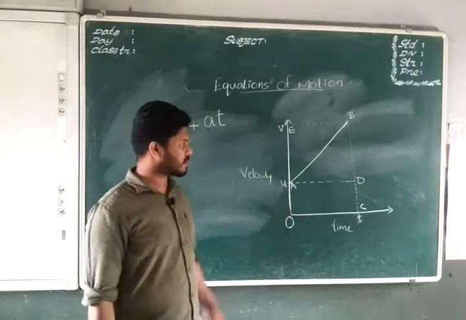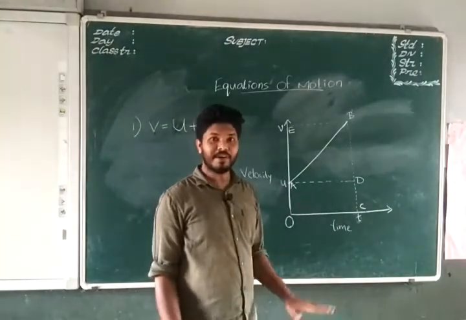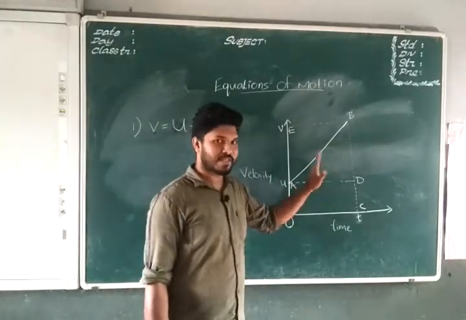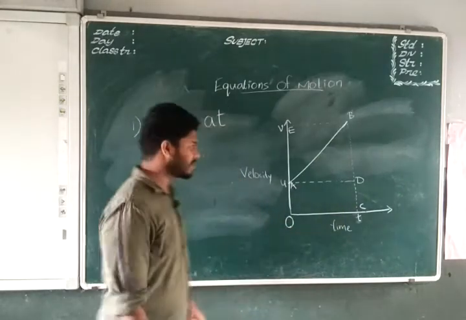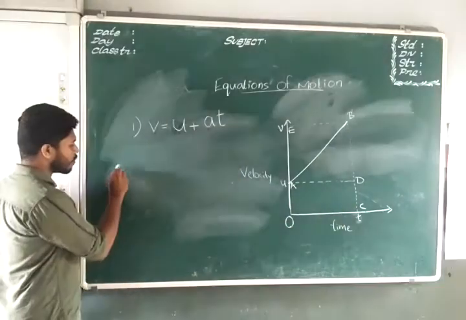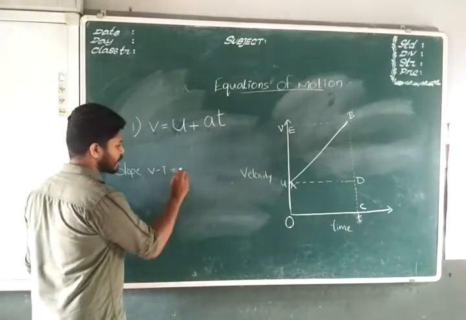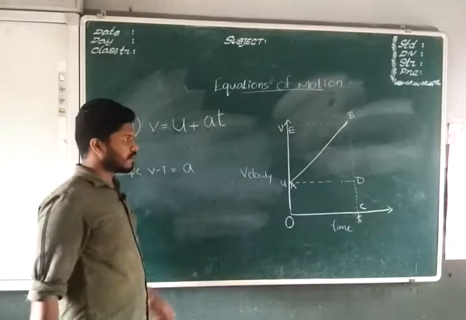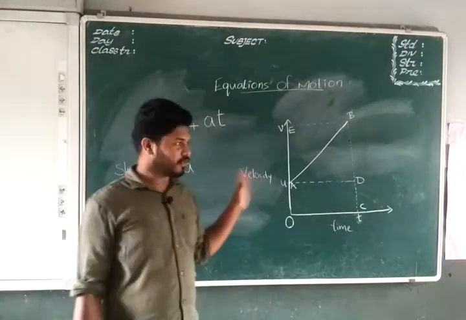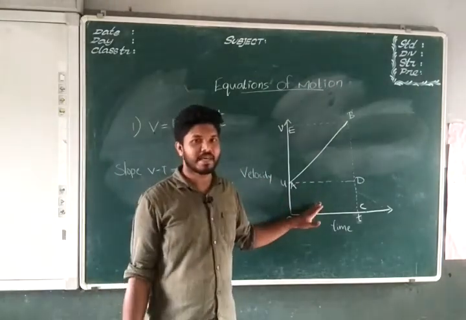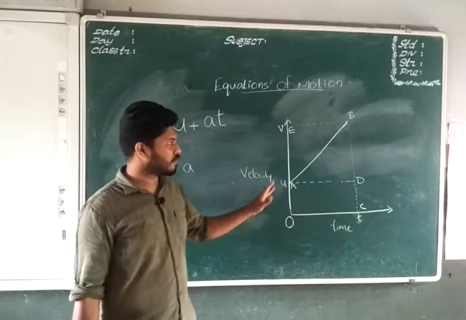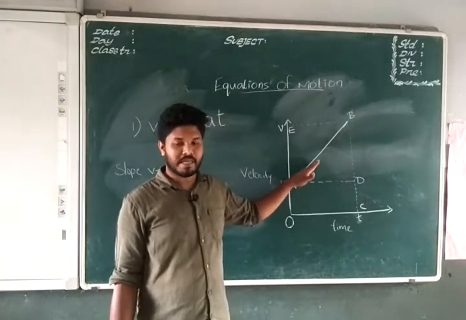These are the namings. Now we know the slope of velocity time graph is equal to acceleration, isn't it? Slope of velocity time graph is equal to acceleration. So before going to this section, you have to give an introduction. Suppose a body is moving with uniform acceleration.